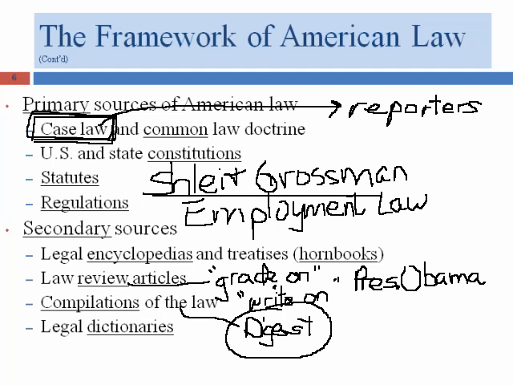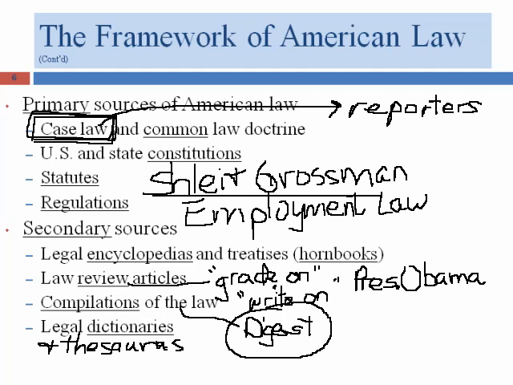Then we have legal dictionaries. I'm going to add to this thesauri. Of course, thesauri, which you can also call thesauruses, are resources that help you find synonyms. This should be a U, sorry for that.